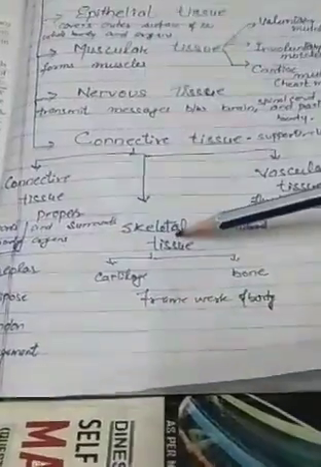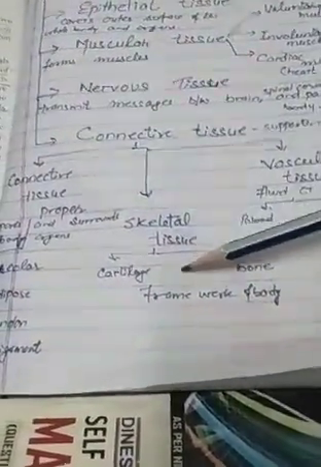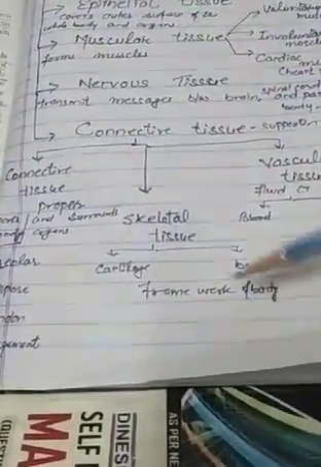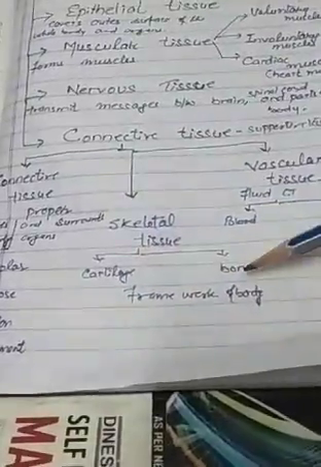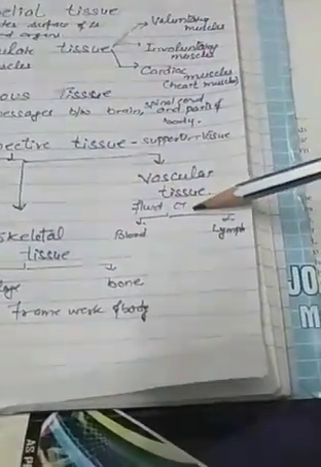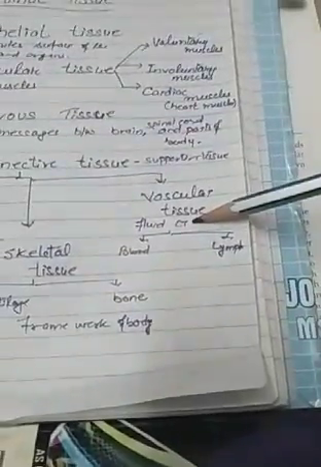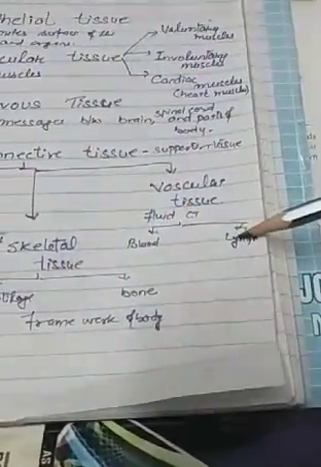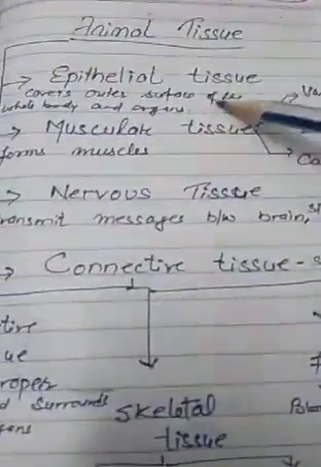Second type of connective tissue is skeletal tissue, which forms the framework of the body. It is of two types, cartilage and bone. And vascular tissue, which is known as fluid connective tissue, is of two types, blood and lymph. So, first of all, we will start with epithelial tissue.